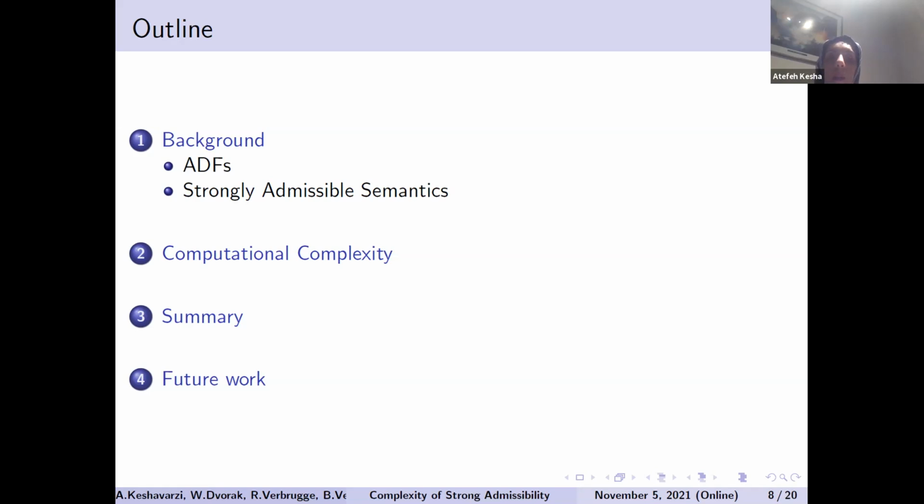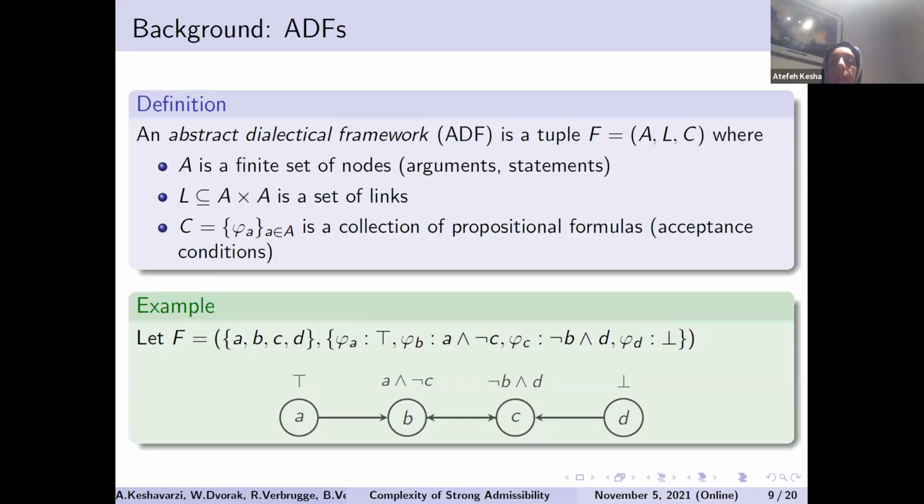At the end, I will have a short summary of our work. And now I turn to present the notion of ADFs formally. Here, an ADF is a triple in which A is a set of arguments, L is a set of links, but the meaning of links can be both support and attack, and neither of them. And to each argument, a propositional formula is attached that presents under which condition an argument can be accepted.